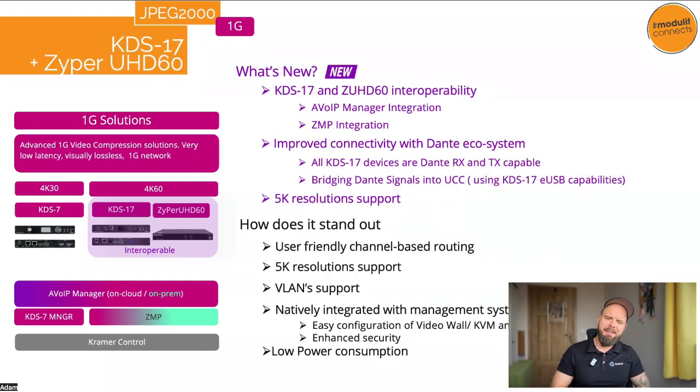The next thing is KDS17 and Zyper UHD. Why are we talking about those two different devices together? Because hardware-wise, they are very similar. It's actually manufactured by ZeeVee, also KDS17. So what's good? First, they can interoperate. So we can connect them together inside one AV over IP project.